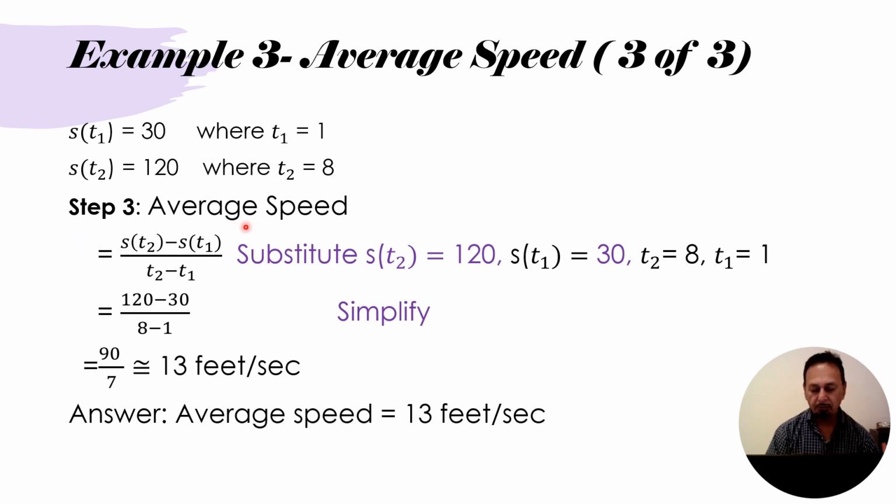So step 3, write the formula for average speed, which is s of t2 minus s of t1 over t2 minus t1. Now we substitute s of t2 is 120, s of t1 is 30, t2 is equal to 8, and t1 is equal to 1. So now we simplify: 120 minus 30 is 90, 8 minus 1 is 7. Divide 90 over 7, so approximately 13 feet per second. So the average speed of the moving truck is 13 feet per second.